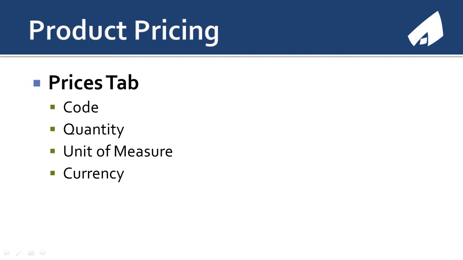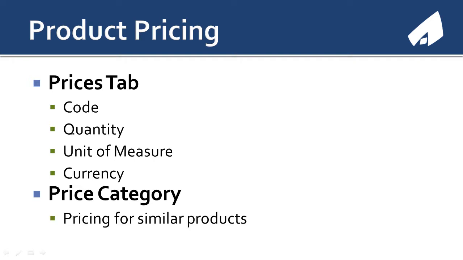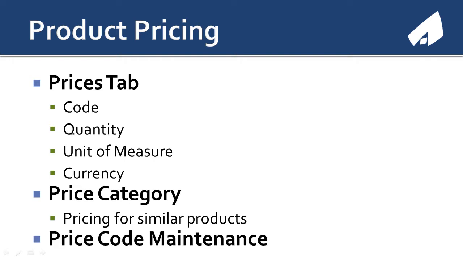Some customers have the need to set up price categories based on groups of products. One of my customers receives a vendor price list every month or so, which includes discount codes for groups of products. They use these discount codes as their price category, which gives them the ability to set prices on a group of products rather than setting it up one by one on each item. This list is actually maintained in price code maintenance rather than on the product prices tab itself, and again, that's for price categories.